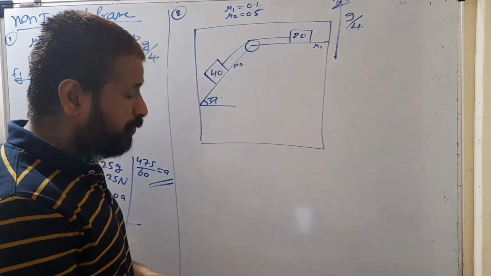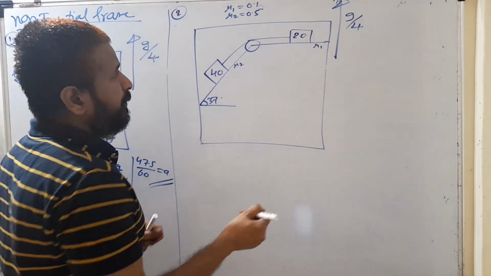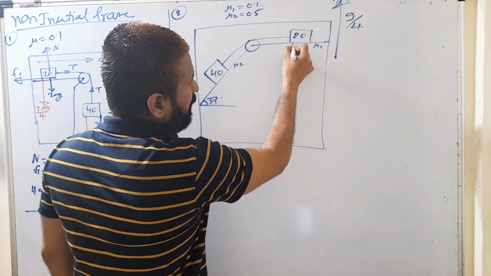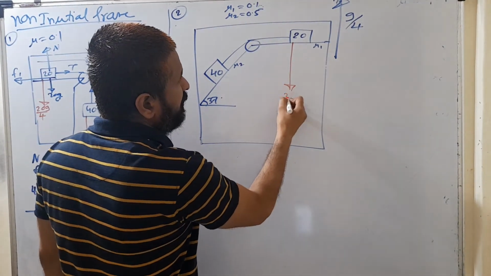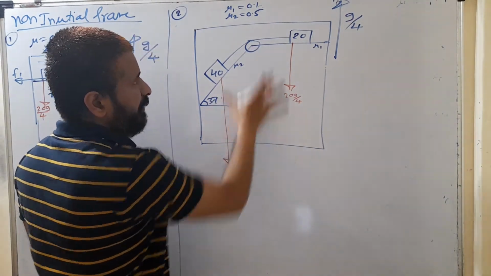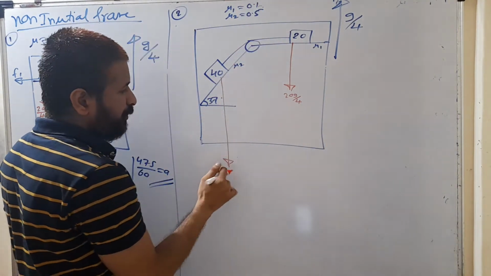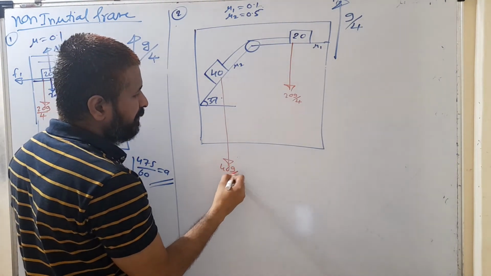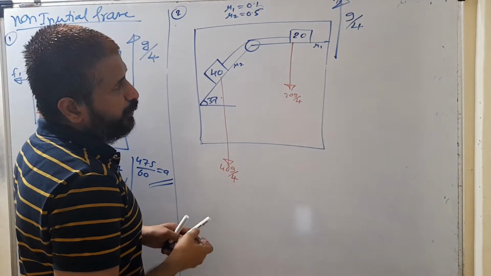So first, what you have to do, you have to show the pseudo force first, because otherwise हम उसको भूल जाते हैं. तो इसका मैं pseudo force शो कर रहा हूँ, कितना हो जाएगा 20 g by 4. और इसका भी pseudo act करेगा downward, because the frame is accelerated upward. So it will be getting pseudo force in the downward direction. That is 40 g by 4. These are the two pseudo forces.